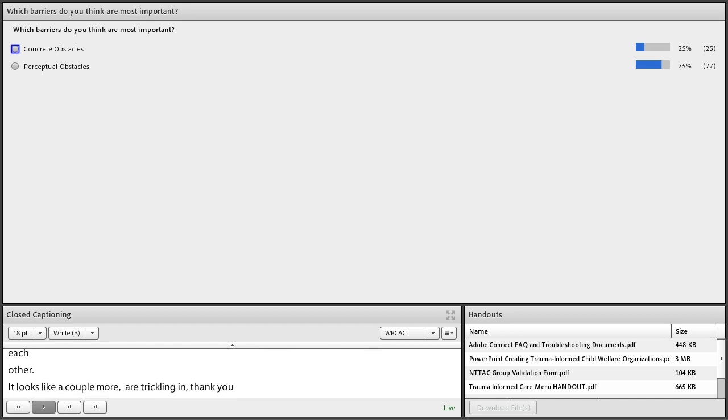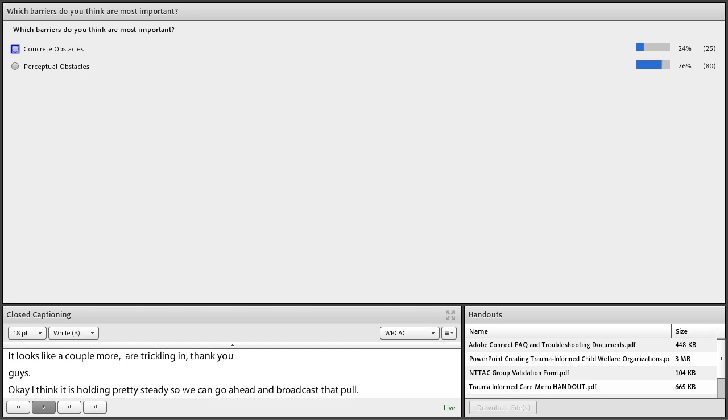So you guys are on the money here. 75% of you said it's those perceptual obstacles. I know when I was first starting to hear about this, I was a bit taken aback by that because I spent so much time on those concrete obstacles, which are obstacles and are important. But really, what the research has shown is that it's those perceptual barriers that are most related to disengagement.